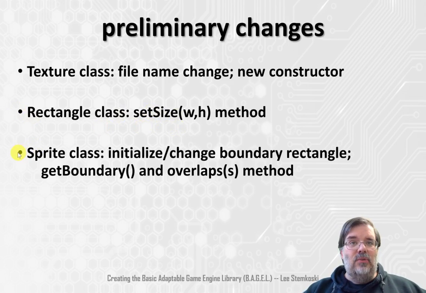And the major change we need to add that bit of game functionality is we need to be able to know when two sprites overlap. So we need to write an overlaps method for the sprite class. We also have to initialize our collision shape. So we need to set up a get boundary and we need to initialize our boundary rectangle. All right, so let's go ahead and open up our development environment.